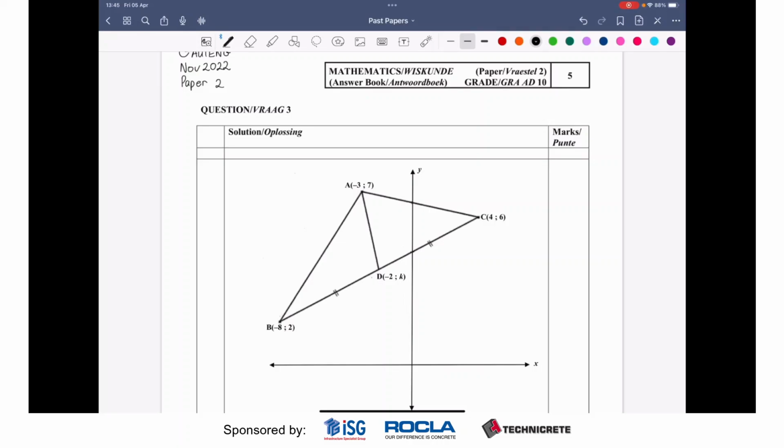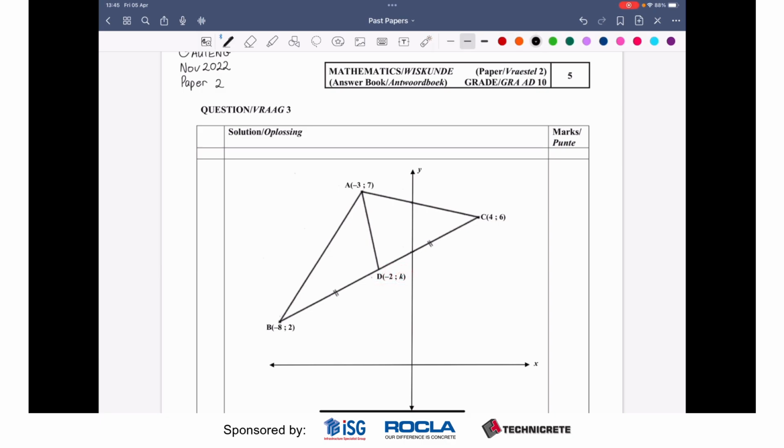Question 3, I'm given a triangle with the vertices A, B, and C, and their coordinates, and I'm told that AD is a line in the triangle such that D is the midpoint of B and C. So that means that this line BD is equal in length to this line DC as labeled, and I'm told the coordinates of D are negative 2, k, so I know the x value, but I don't know the y value of D. Then we can answer the questions.